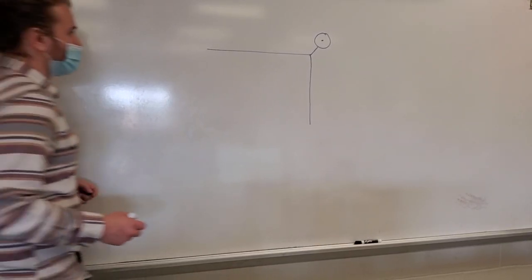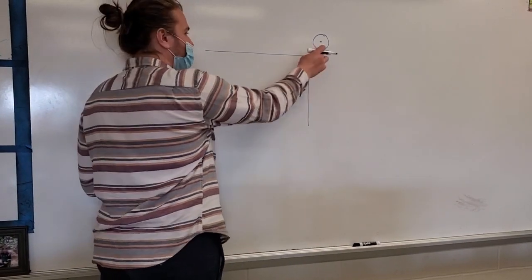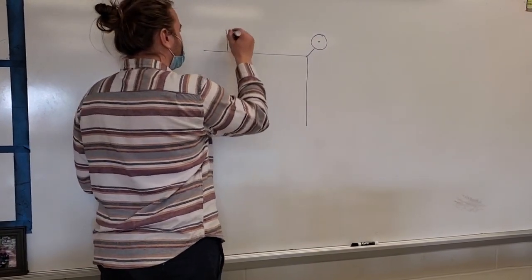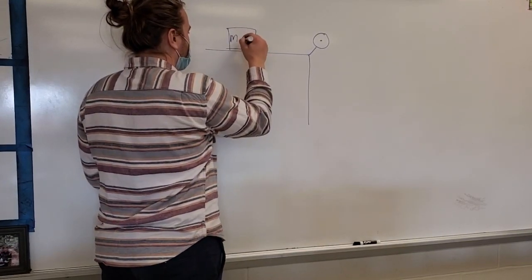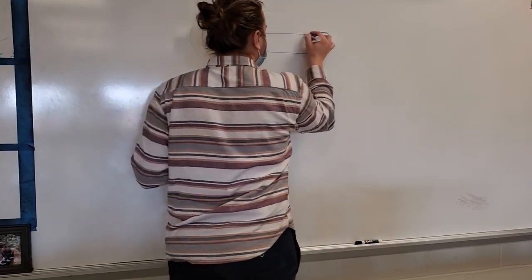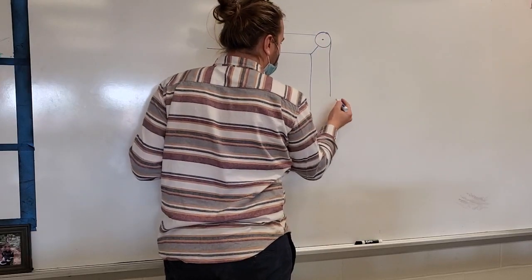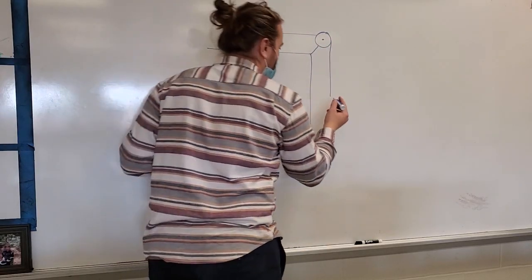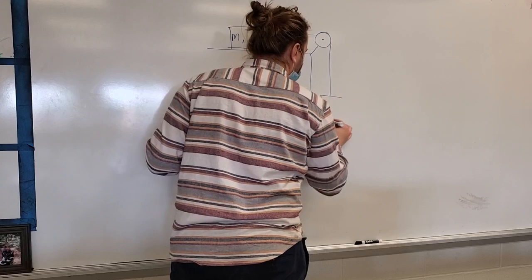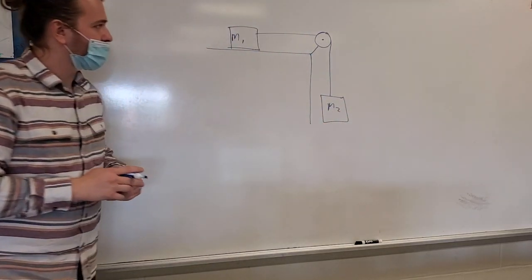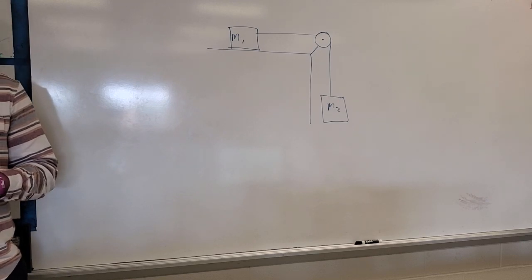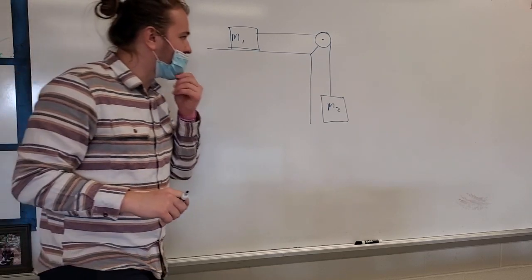Talk about this. Here's a table. Here's a pulley. Here is some mass. Call that M1. Going around a pulley. It's a really bad picture, but you get the point. Here's another mass, M2. This is a pulley on a table. Let's go ahead and label everything that's happening here.